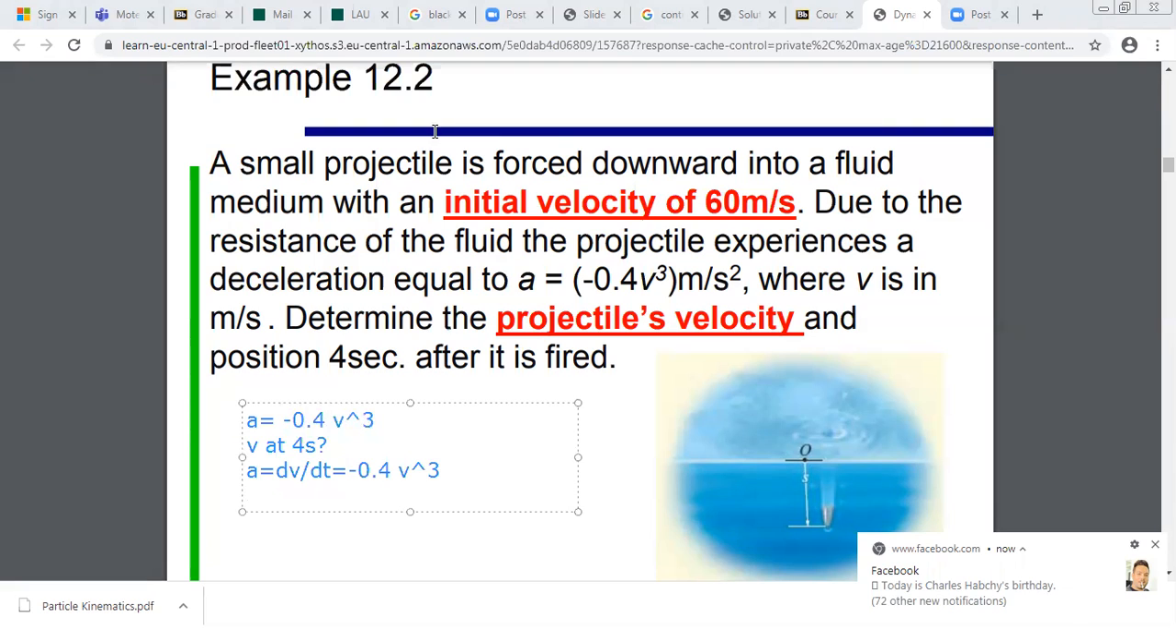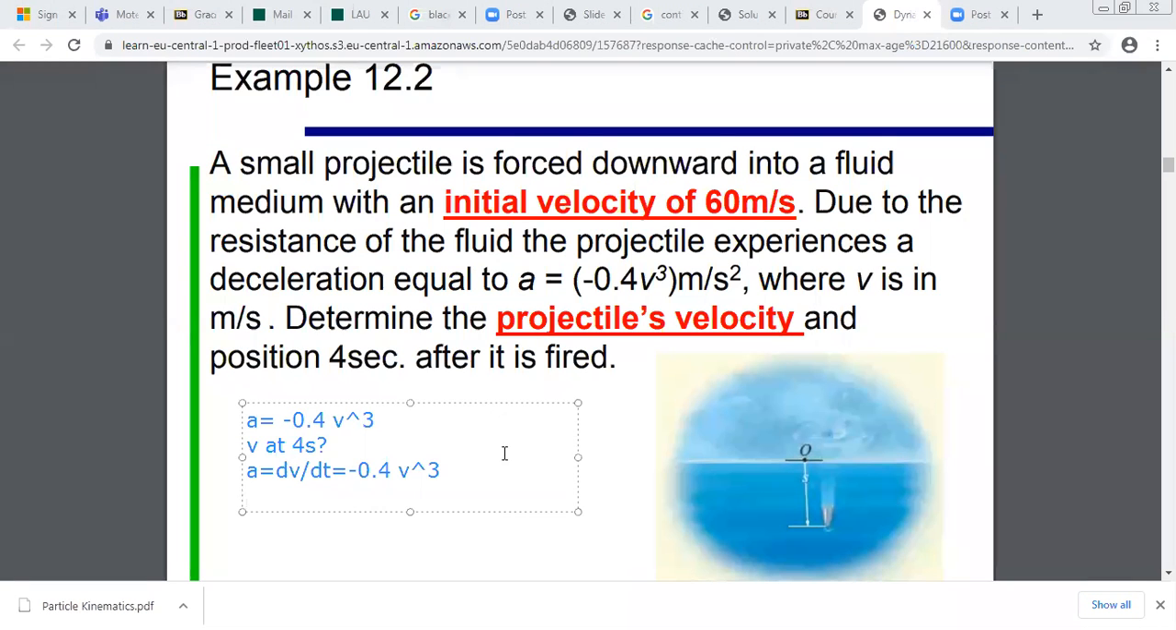And once I replace a by its value, a function of v, now I can do separation of variables. I take v to the side of dv and dt to the other side. So I get dv over v cubed, equal to minus 0.4 dt. Now I perform integration. So I will integrate this function.